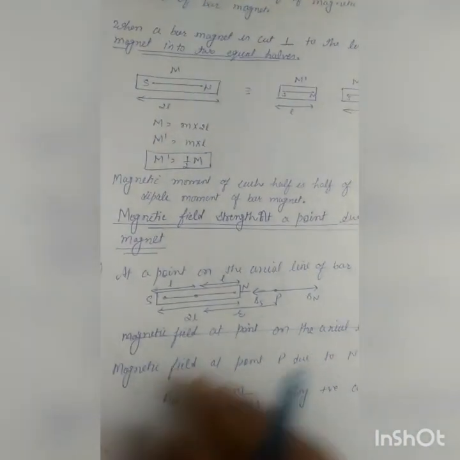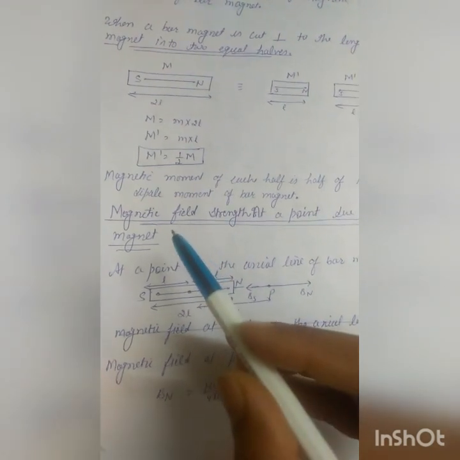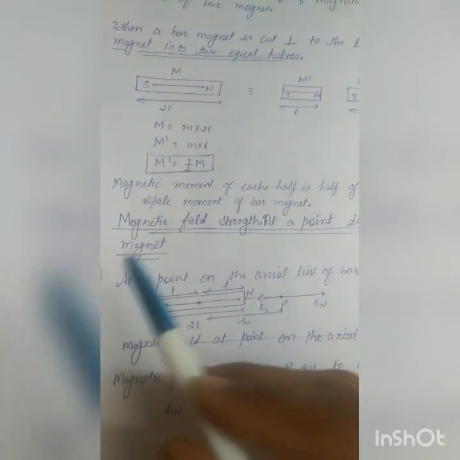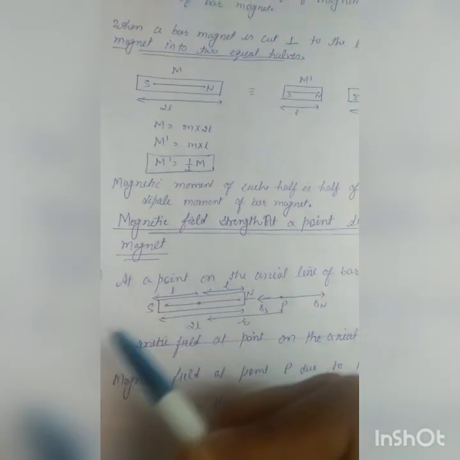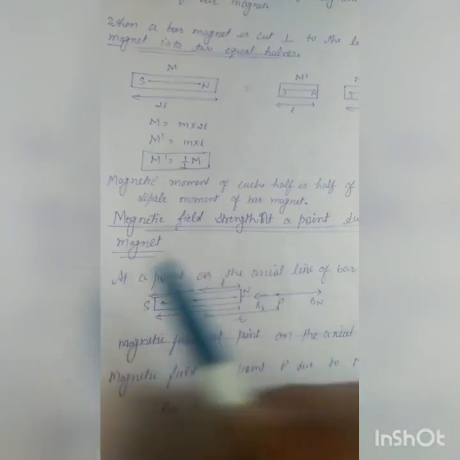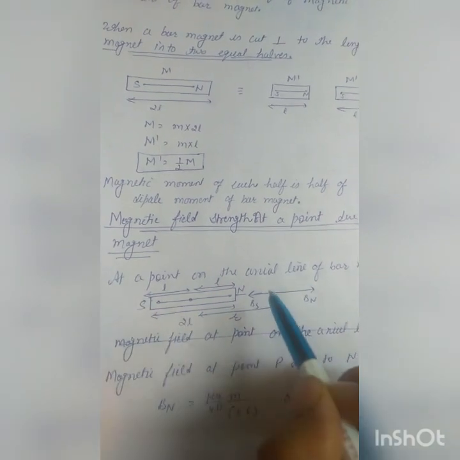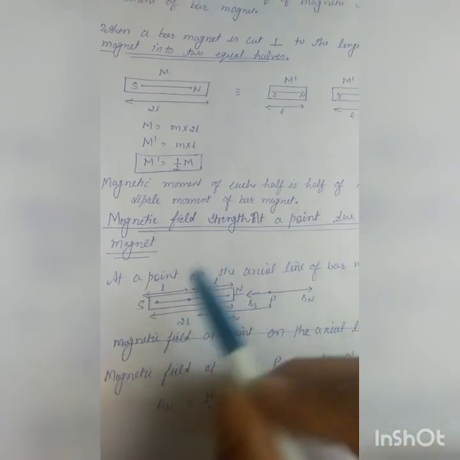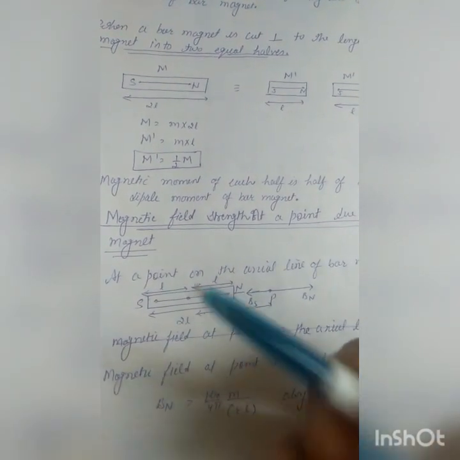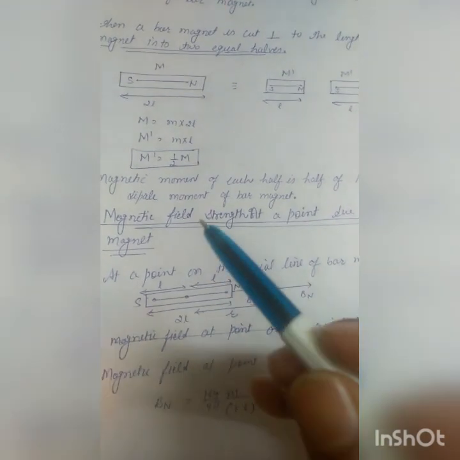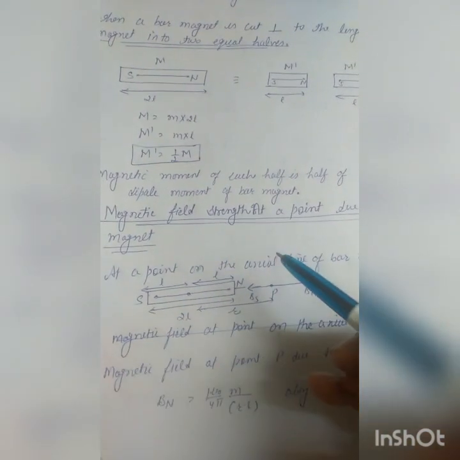Next is the important derivation. We have to find the magnetic field strength at a point due to a bar magnet. Here also two cases arise. One, the magnetic field at any point on the axial line due to a bar magnet, and second, the magnetic field at any point P on the equatorial line of the bar magnet.